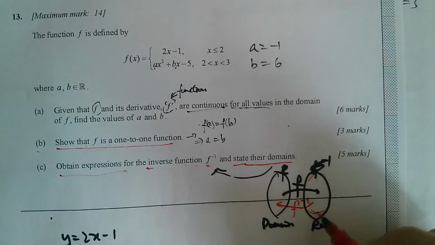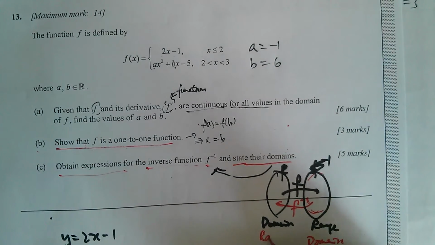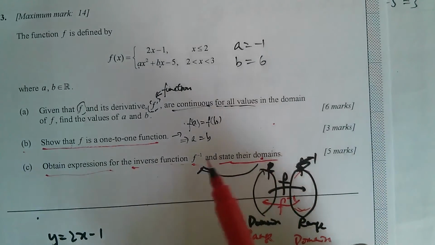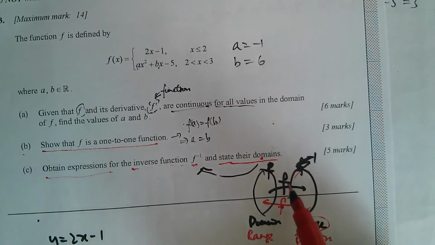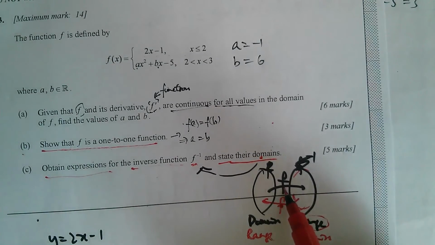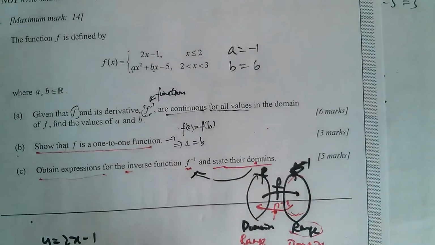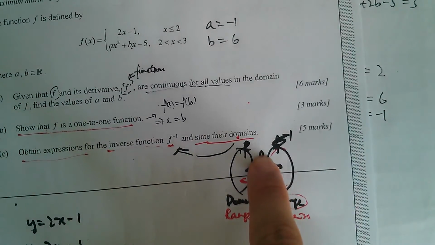Therefore, this is really the domain of the inverse, and this is the range of the inverse. What does this tell you? Therefore, the domain of the inverse is really just the range of the original function. So we can obtain the domain of the inverse like this, if you understand this diagram. Okay? The domain of the inverse is just the range of the original function.